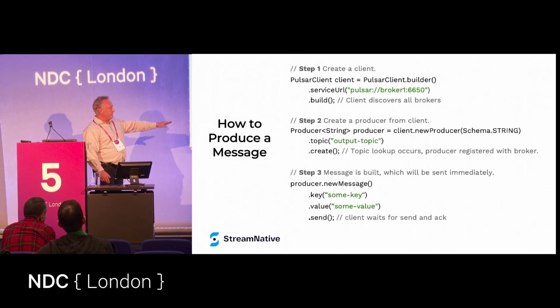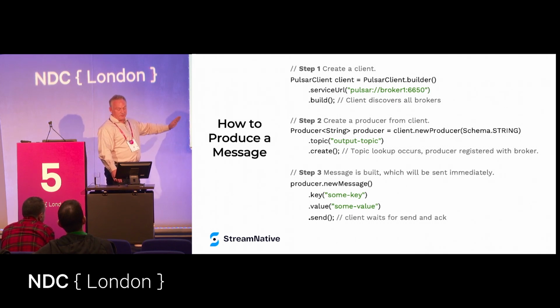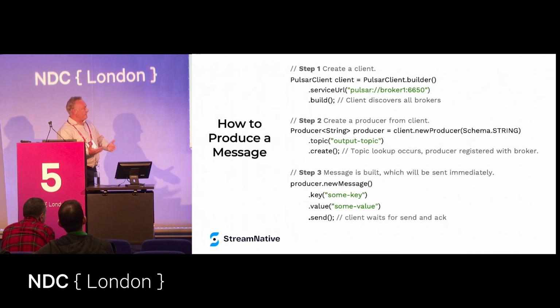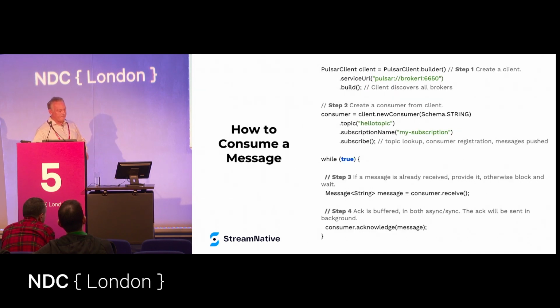You call send. This is the synchronous blocking call, so you make sure you've gotten it. We also have an asynchronous one, which returns a completable future, and you can check on the status of that and do retries automatically. But that's it. That's how you send the data. That's all it takes to do that.